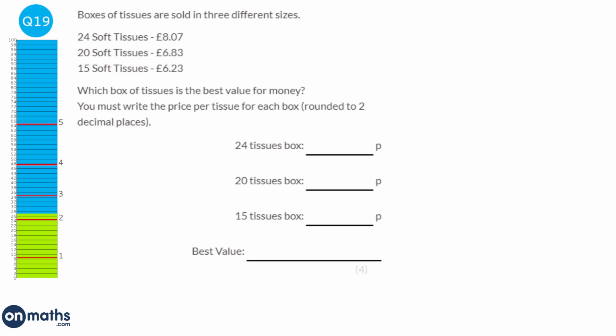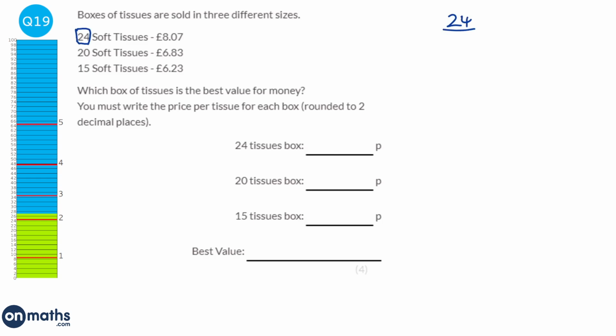There are a number of different ways of working out this question. You can find out the amount of tissues per penny. You can work out the price of one tissue, or you can get all the amount of tissues into the same amount. I'm going to find out the price per one tissue, and we're going to start off with the 24.